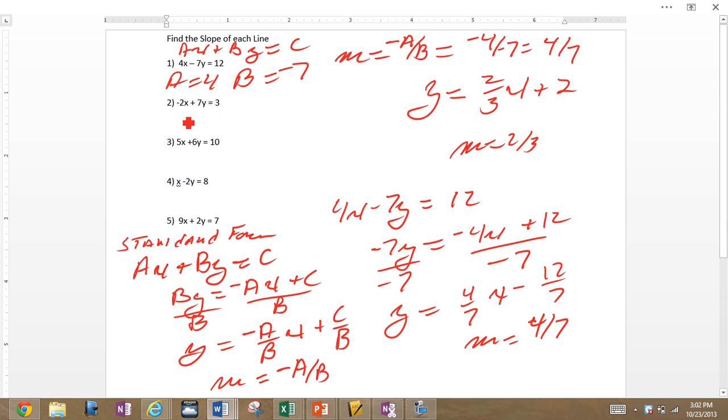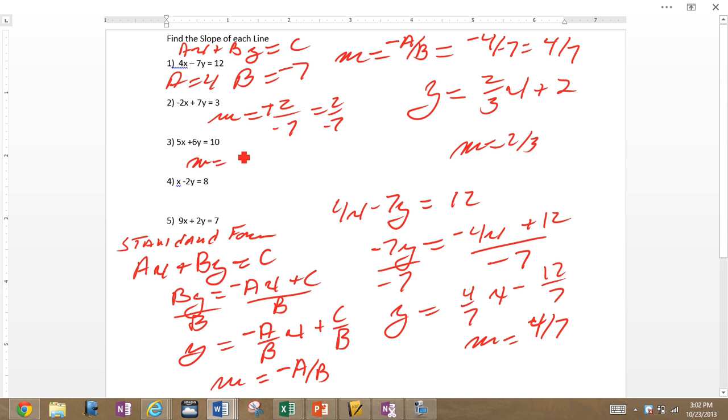If that's the case, then the slope here for number 2 is negative 2 over negative 7, which is 2/7. The slope here is, oh, I'm sorry, come back here. It is the opposite of negative 2, which is plus 2, over negative 7. So the slope is negative 2/7.